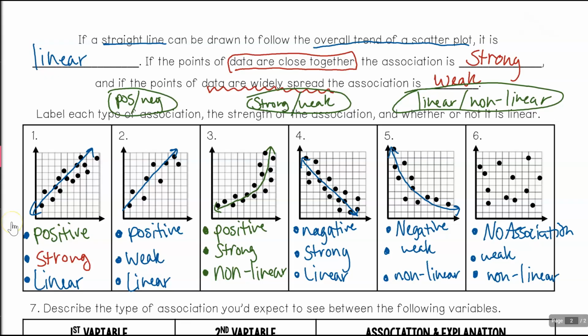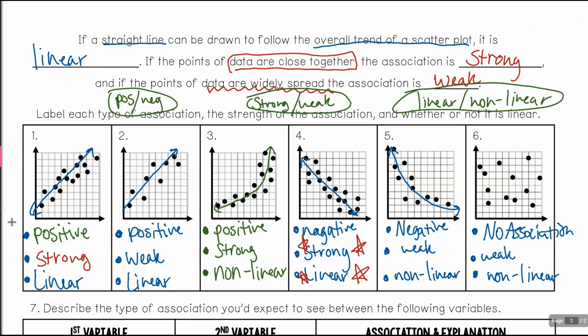All right, I hope you took the time to do this on your own for these last 3, okay? So look at number 4 first. Again, we see that these are close together, so we got a strong relationship, and there is a straight line that can kind of go through and follow the trend. But this time, as one increases, the x's increase, the y's go down, so that's why we get a negative. So negative, strong, linear for number 4.